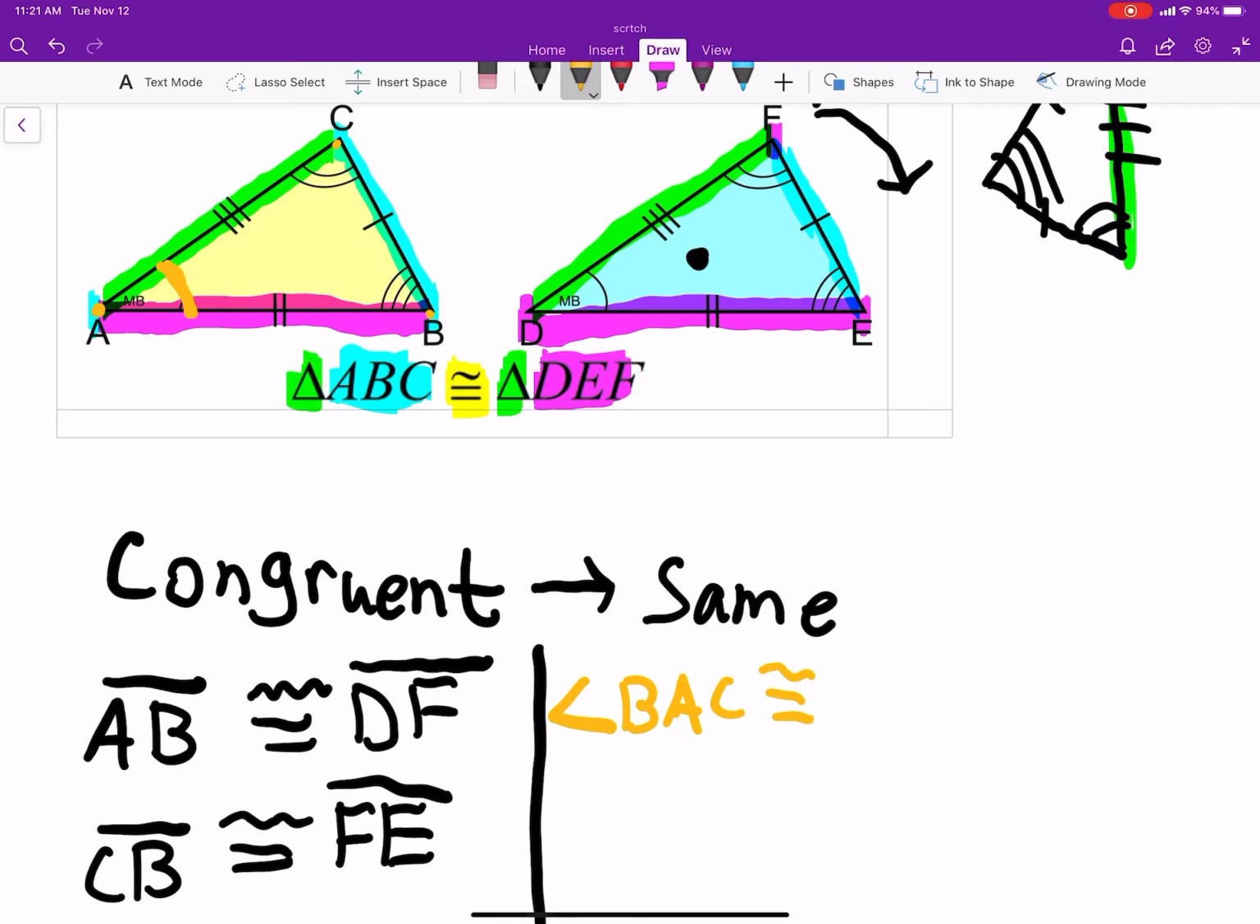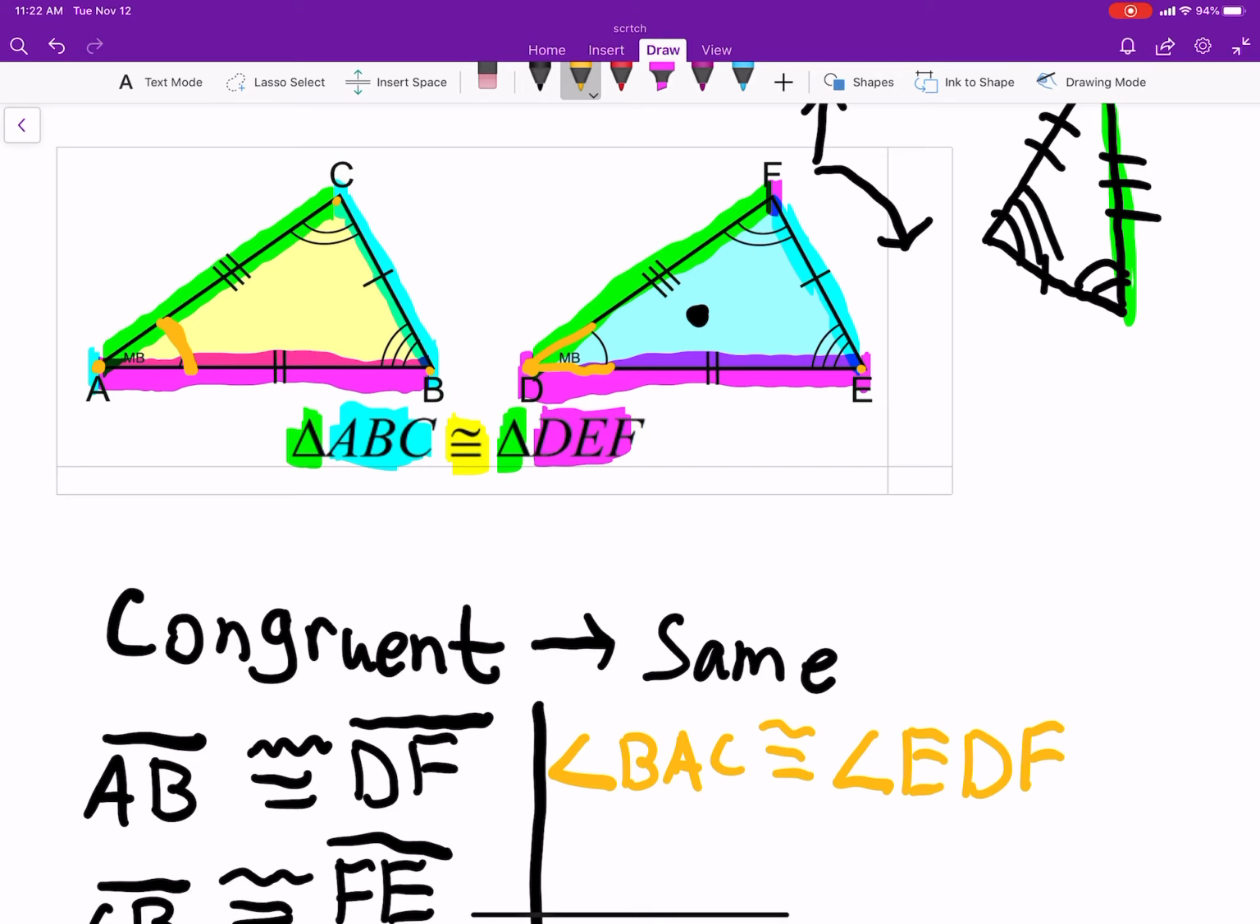And I can say angle BAC is congruent. I could also say, by the way, CAB. That's okay too. But because I'm saying angle BAC, that's congruent with angle EDF. So ED is our vertex, F. Right? So this part right here is the part that needs to be in the middle. And we could keep doing this.